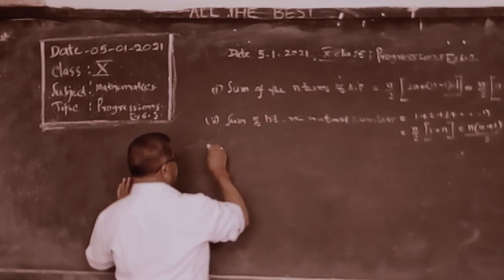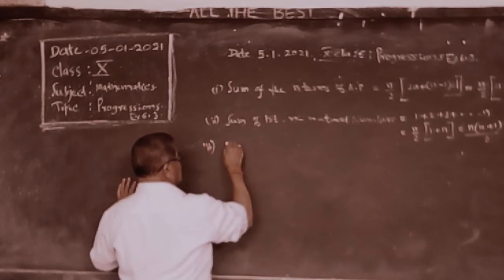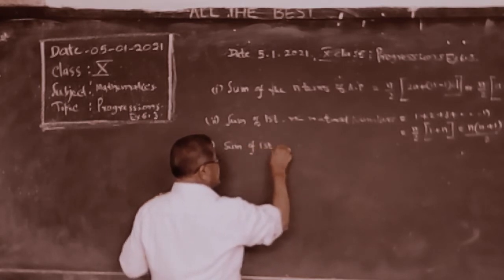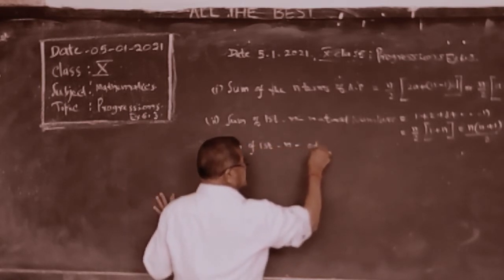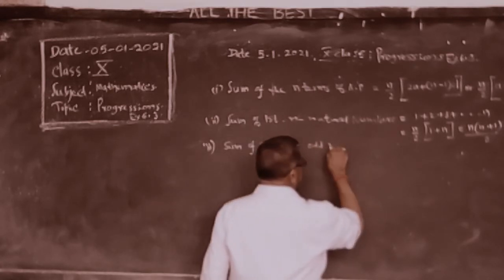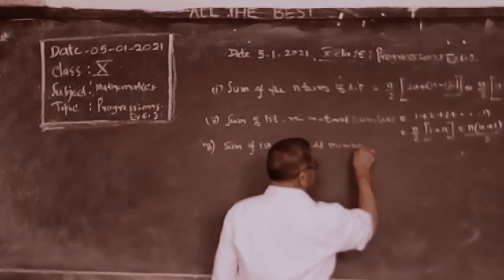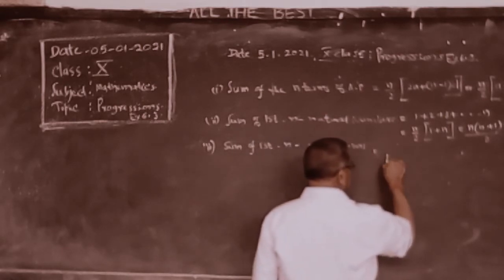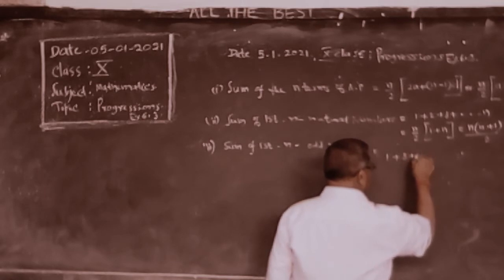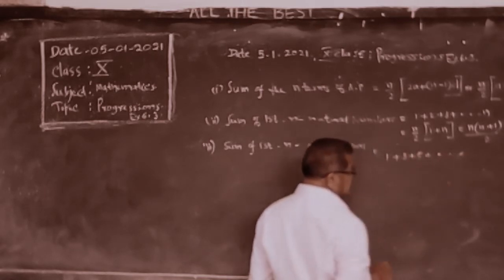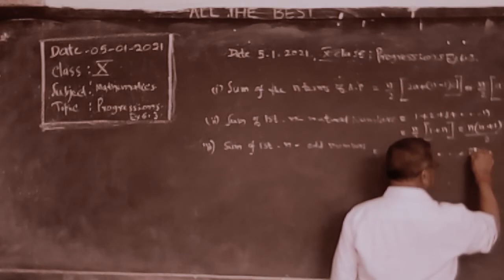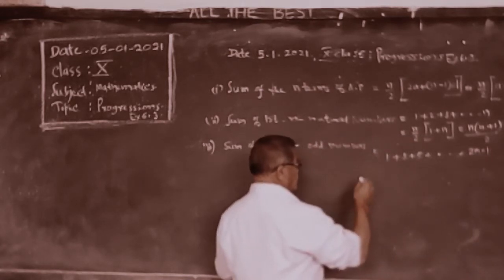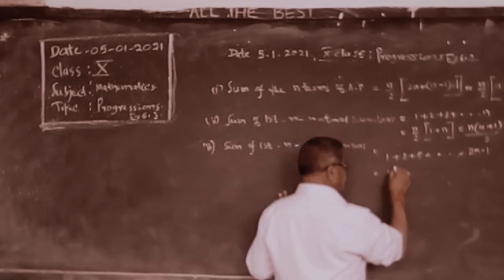And third, the sum of the first n odd numbers. Odd numbers means 1 plus 3 plus 5 plus up to 2n minus 1, the last one. The formula is n squared.